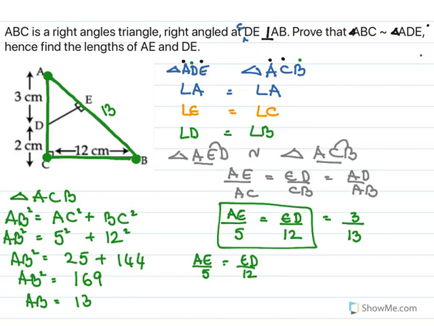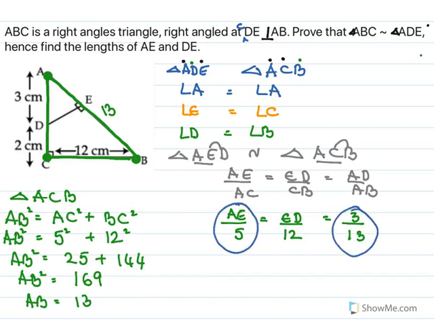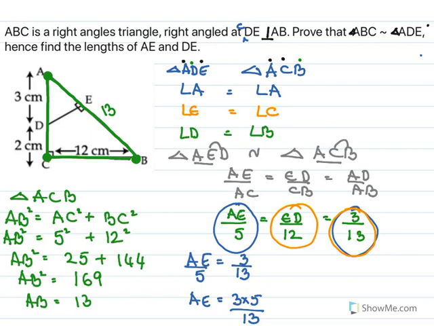Now in fact we can't get the answer with that. So what we have to do is take this and this together. So we will take AE over 5 equal to 3 over 13. So AE will be 3 into 5 over 13. Now to find ED, we need to take this ratio and this ratio, because this is what we know. So ED over 12 equal to 3 over 13. So ED will be 12 into 3 over 13, and that will be ED.